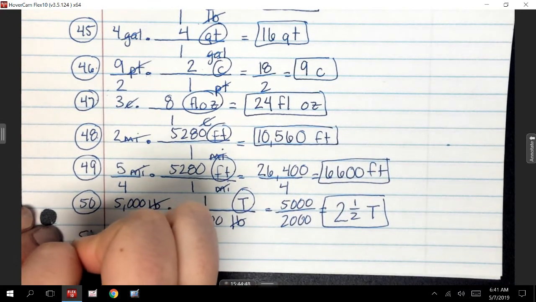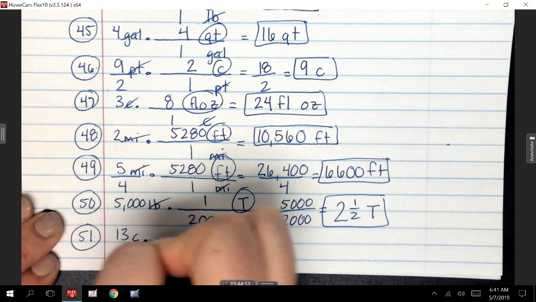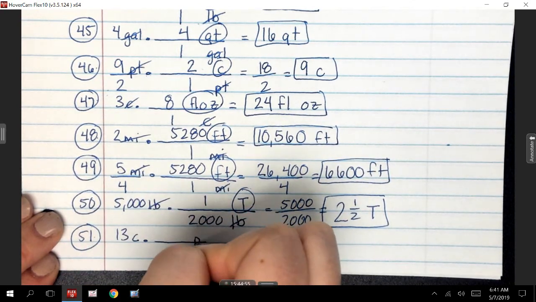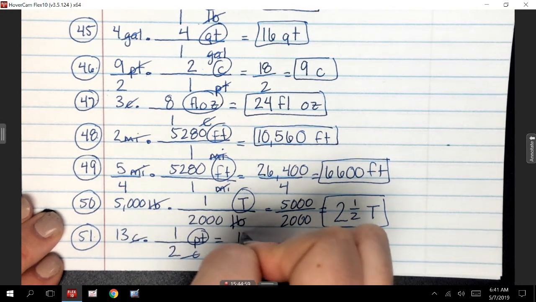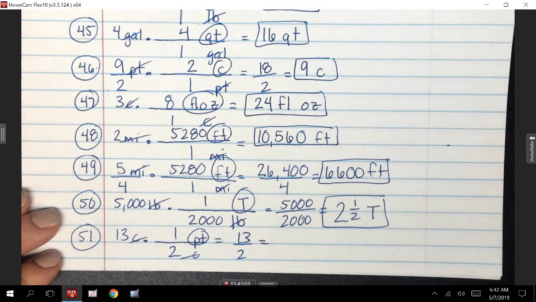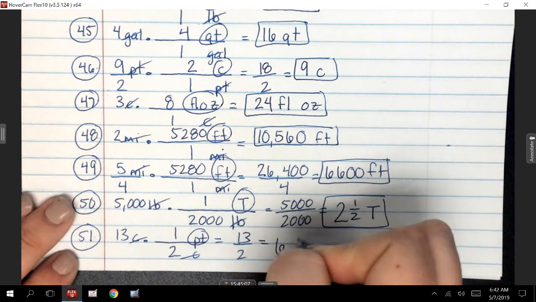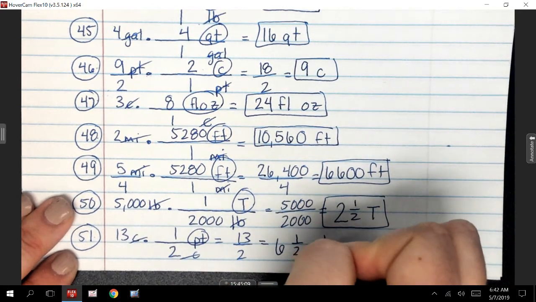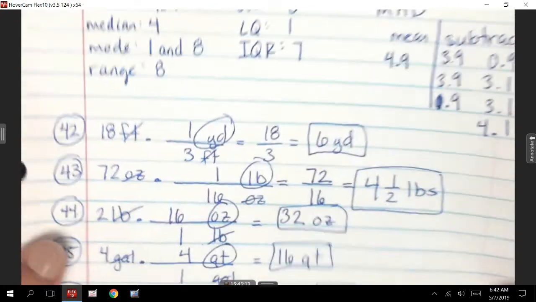All right, 51. I have 13 cups. I want to change my cups to pints. 1 pint is 2 cups. So I end up with 13 over 2. Again, I'm going to use that fraction button, 13, fraction button 2, which simplifies it all the way down to 6.5. So 6 1/2 pints. Okay. Then I have to flip that over. Thought I could make it. So close. All right, number 52.